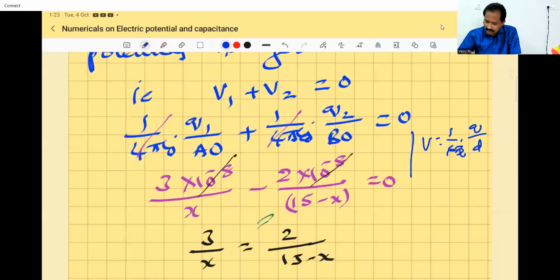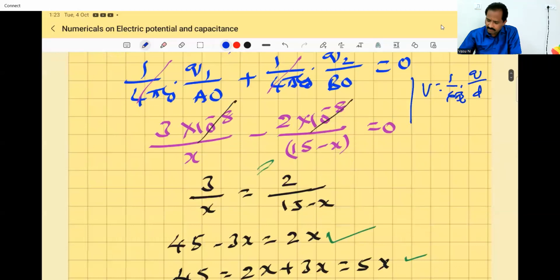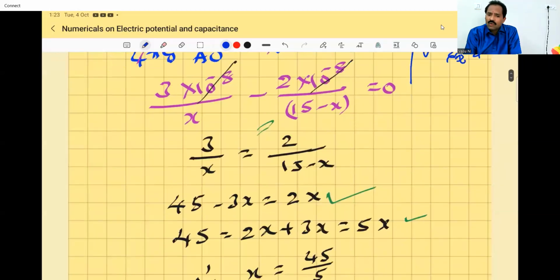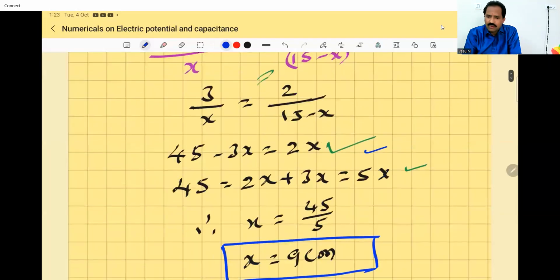So remaining is 3 by x is equal to 2 by 15 minus x. Correct? We cross multiply. So 15 3s are 45 minus 3 into x, 3x, is equal to 2 into x, 2x. Okay? So this you can understand. And next step, 45 is equal to 2x; you send this minus 3x to the right side, it becomes plus 3x. So 2x plus 3x is equal to 5x. I want to know what is x value. So 45 is equal to 5x, then x is equal to 45 by 5.